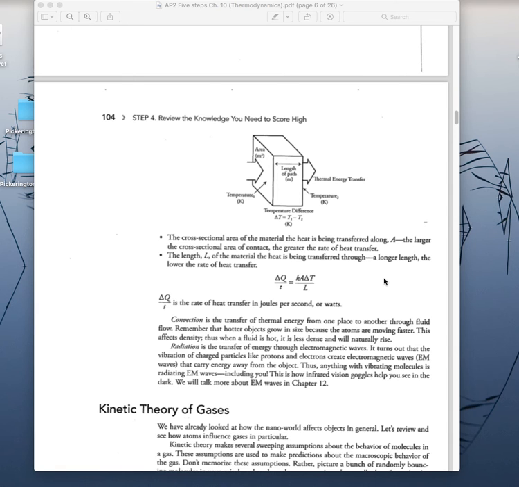There's no matter in space. Well, the way that heat gets there is the sun produces all sorts of electromagnetic waves. Some of those are absorbed by your skin and your face, and therefore your face would feel warm.